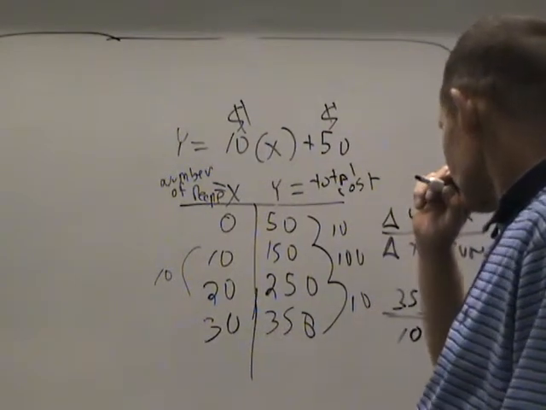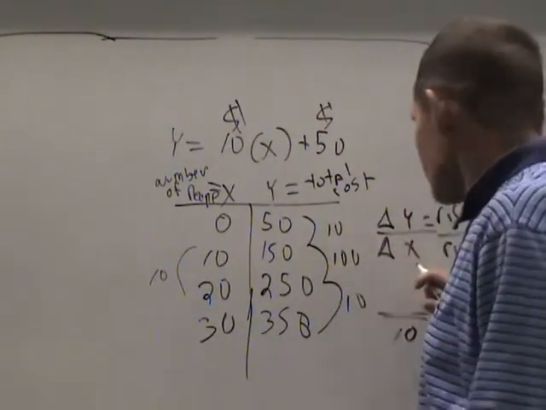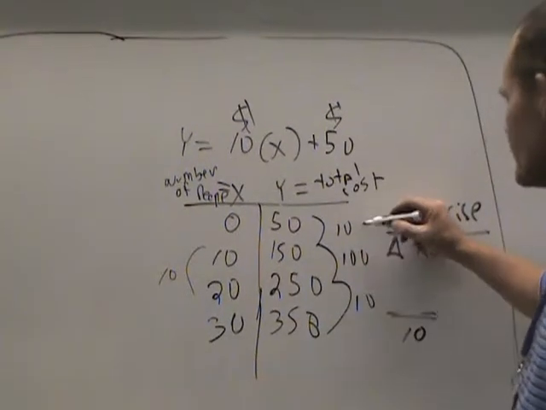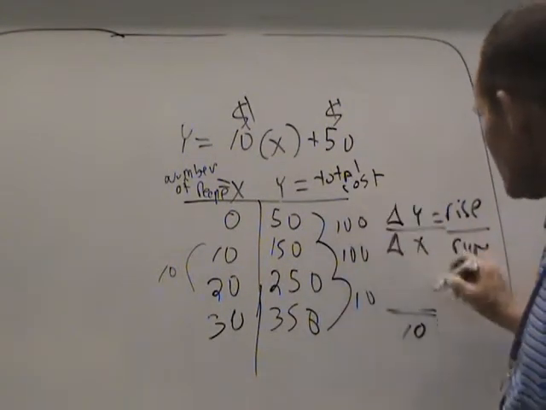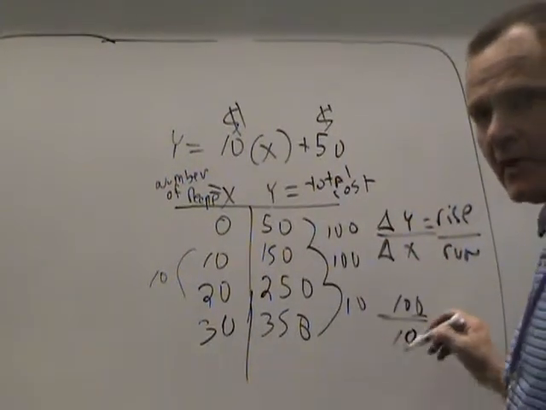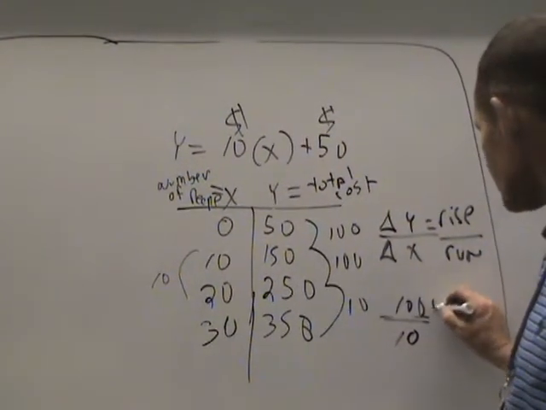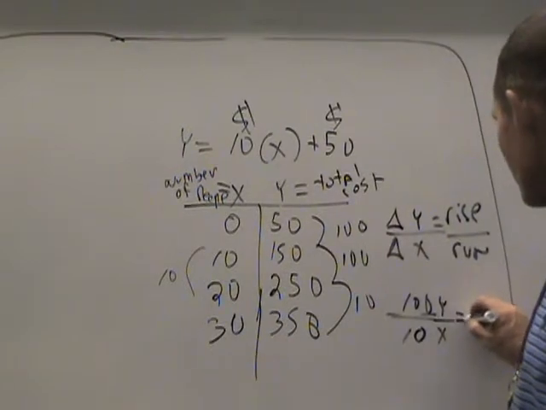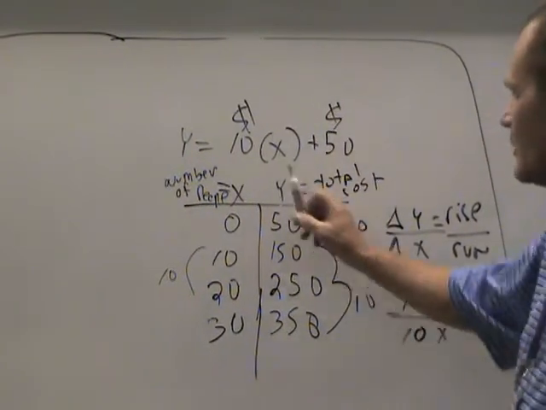So, I'm sorry, the change is not 350. Look at the mistakes I'm making. The change is 100, right? So in other words, the change in y is 100. The change in x is 10, you see. True? Right. That means the slope is 10.